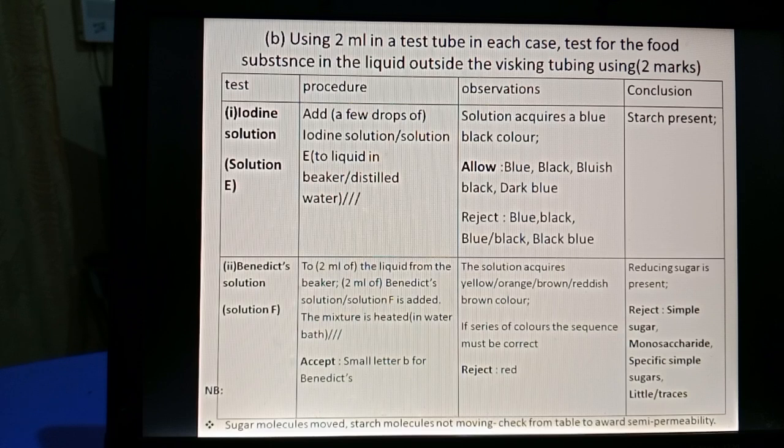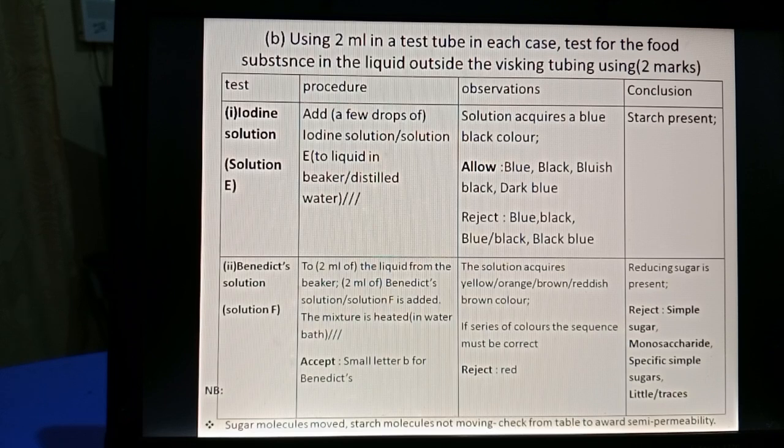But observations: the solution acquires a blue-black color, so starch is present. Allow blue-black, bluish-black, or dark blue. Reject blue or black, or blue stroke black, or black blue. If anybody says those colors, you reject. And so you don't get the conclusion.